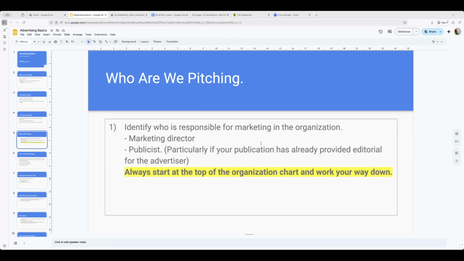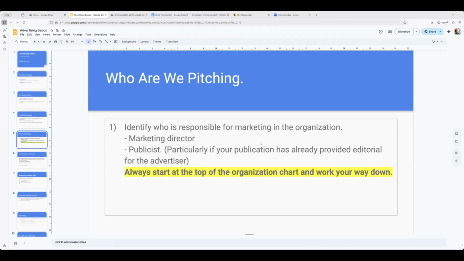Typically, that's going to be a marketing director, but increasingly we're seeing publicists play a role in advertising decisions. Particularly, I do some work with the Tyee, and we have a number of publicists that are pitching editorial, but are also involved in making those advertising decisions or part of those advertising conversations. And those folks have turned out to be real advocates for our publication. Again, because they see editorial coming from us at the Tyee, they're able to advocate for advertising buys.